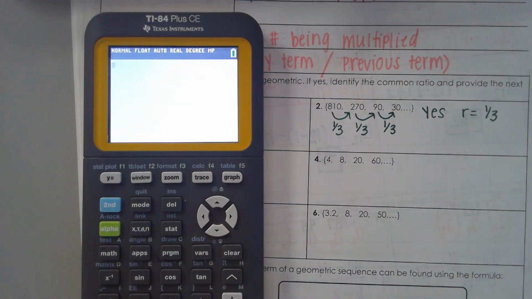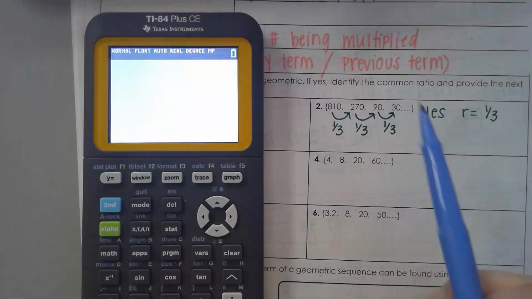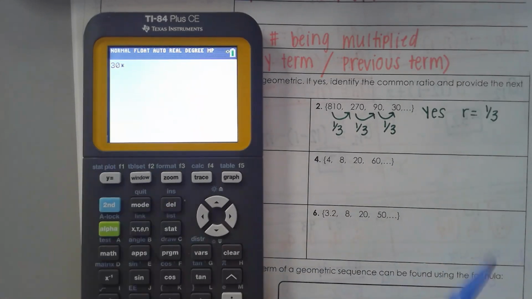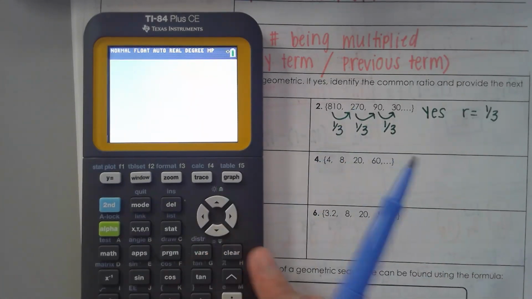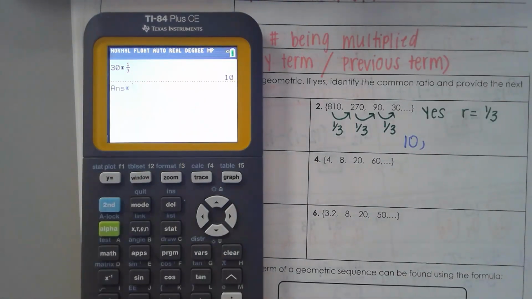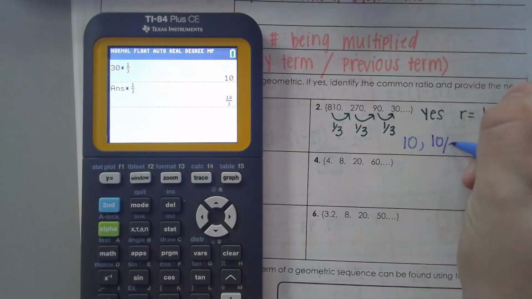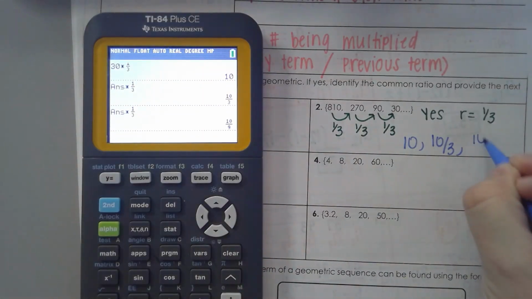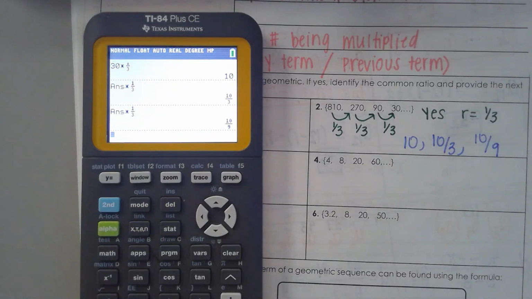So I can find my next three terms. If I start at 30, how do I find the next one? Times 1/3, yes. We get 10, times 1/3, 10 over 3, times 1/3, 10 over 9. So those are the next three terms in the sequence.